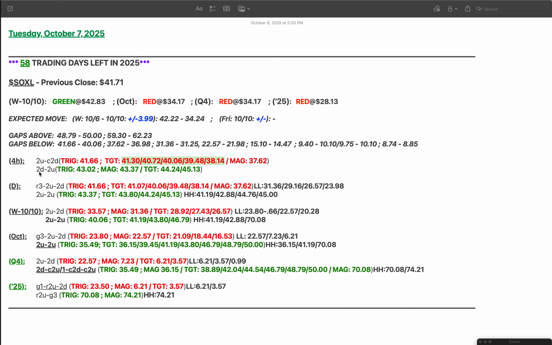So if we do go to the upside, we just shake off the downside action we had today in the second half of the day, and we go to the upside. That triggers the 2 down, 2 up at 43.02 with a magnitude of 43.37. All right, so you can exit your whole position or a majority of your position or part of your position at that point, and then we have further targets of 44.24 and 45.13.